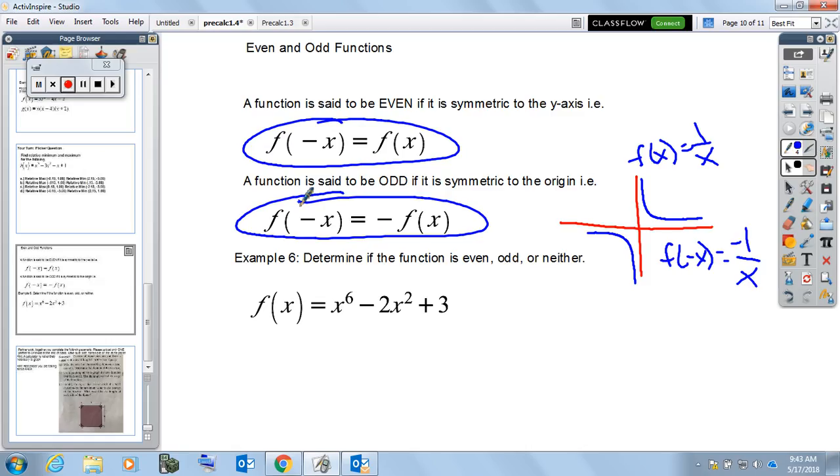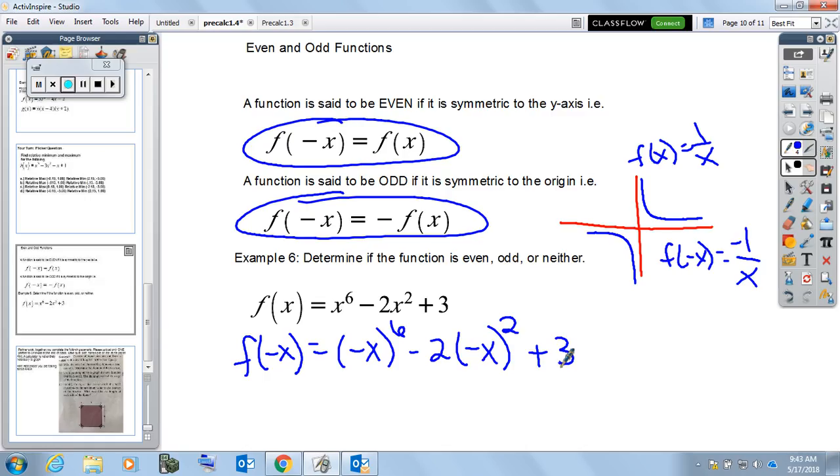So let's take a look at this example here. If I want to determine if the function is even or odd, I'm going to replace x with negative x everywhere inside of that function. And it's going to allow me to see if I'm getting the complete opposite, if I'm getting the same thing, or a little something different. So let's take a look.